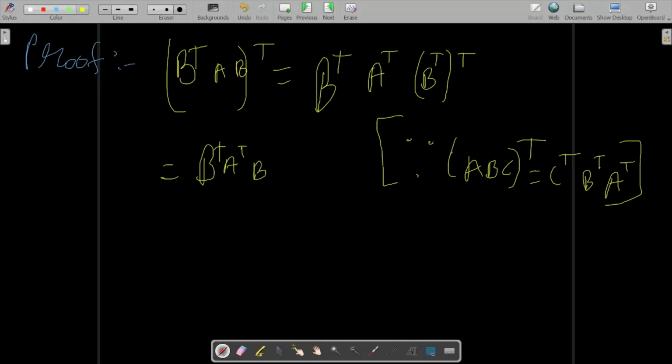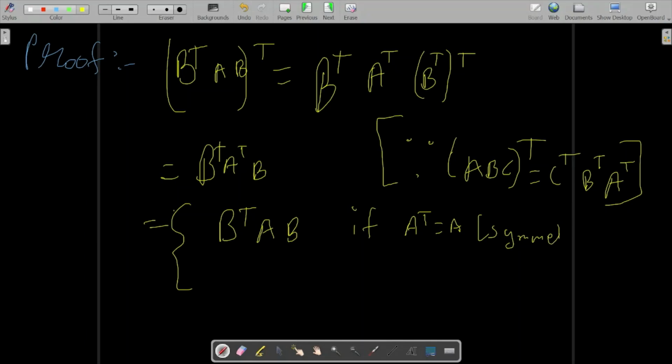Now you can clearly look at this. Suppose A is symmetric, then it will become like this. Two situations arise: in case of symmetric, and the other situation arises something of this kind, if A transpose is equal to minus A. That is skew symmetric.